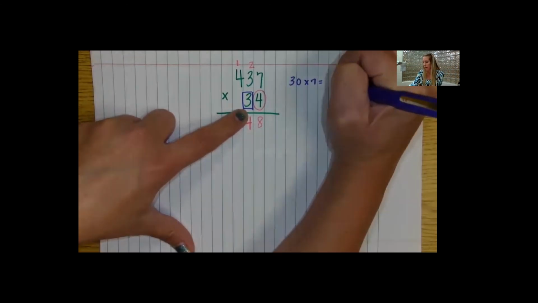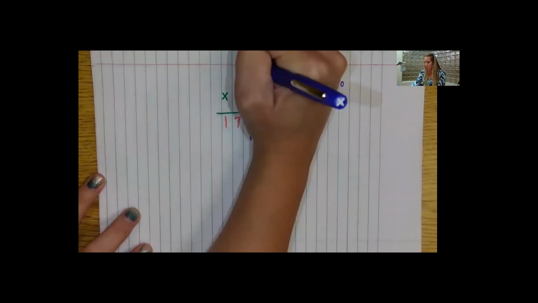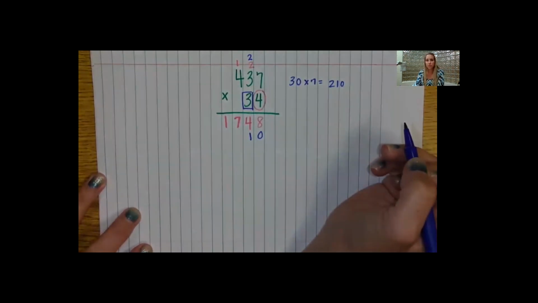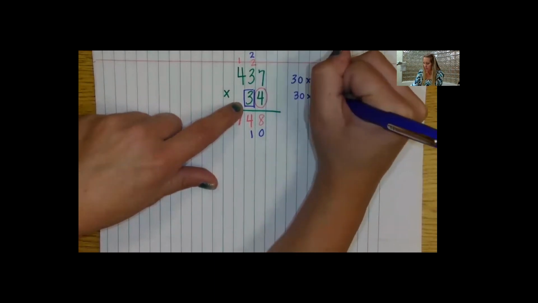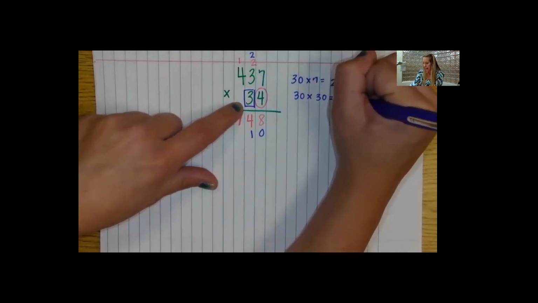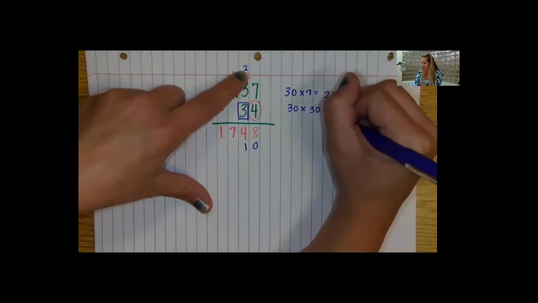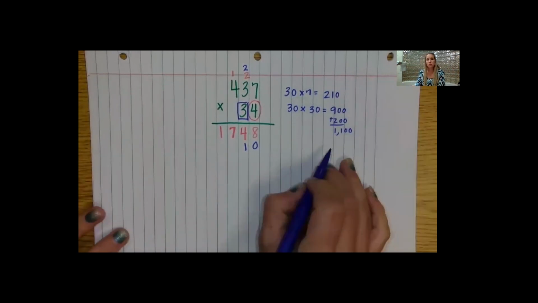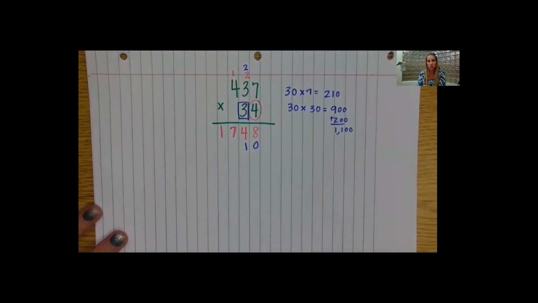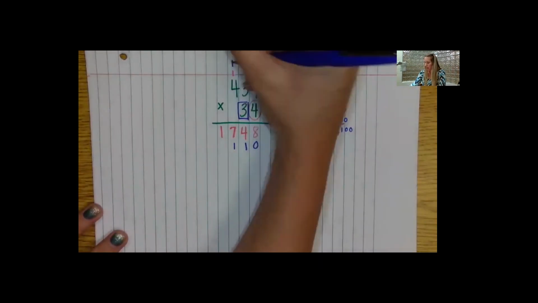30 times 7 is 210. So I'm going to write my 10 and regroup my 2. Good. 30 times 30 is 900, plus the 200 I just regrouped is 1,100. So what's going to go in the hundreds place from that problem? That's right, the 1, and I'm going to regroup a 1.